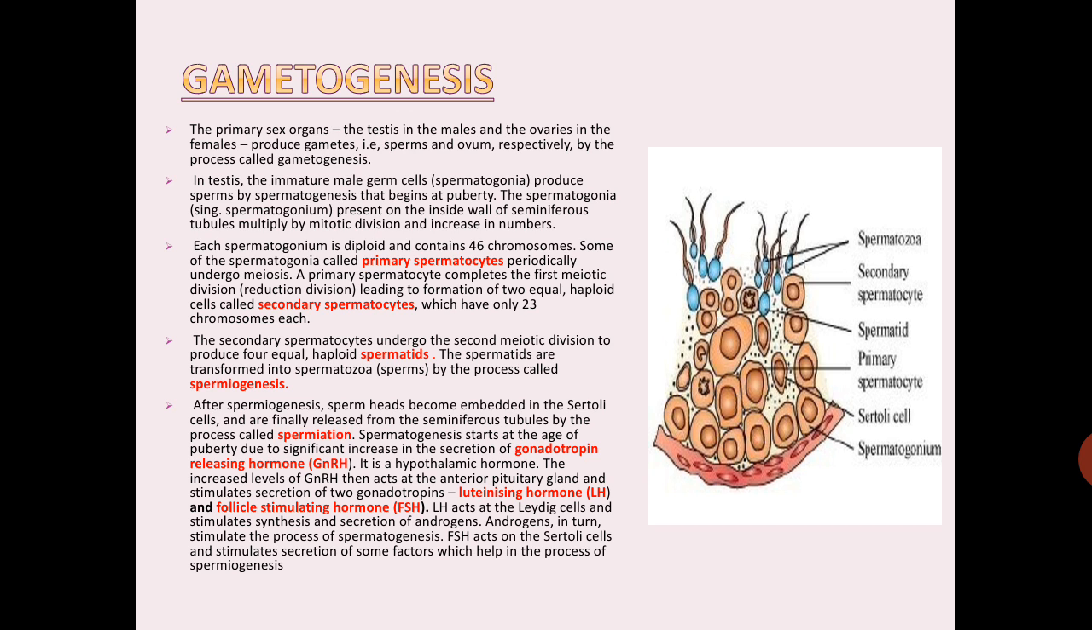spermiogenesis. Remember, LH acts on the Leydig cells and stimulates the synthesis and secretion of androgens, which in turn stimulate the process of spermatogenesis, whereas FSH, follicle stimulating hormone, acts on the Sertoli cells and stimulates the secretion of some factors which help in the process of spermiogenesis. So mark this question as important.